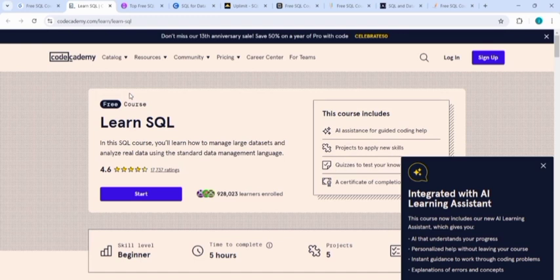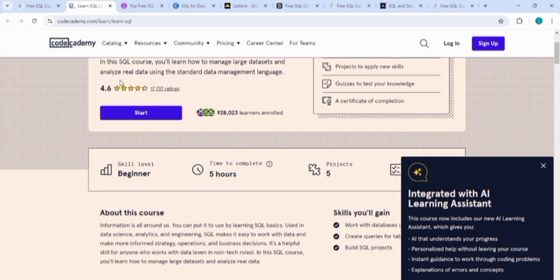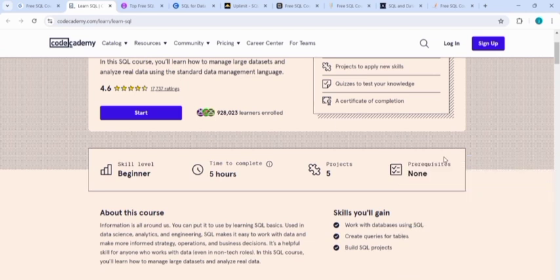Now moving towards our second course, that is provided by Codecademy, and the name of the course is Learn SQL. It will be a 5 hour course at beginner level, and there will be 5 projects. So it will be a project based certification.